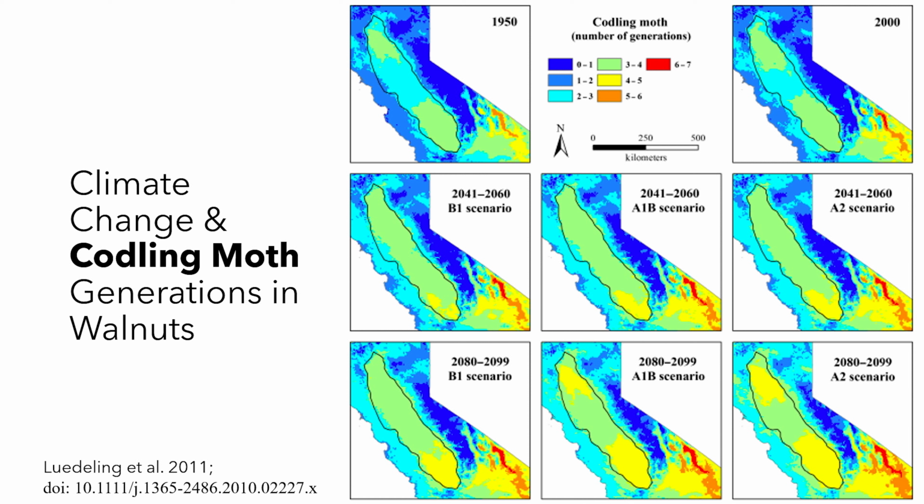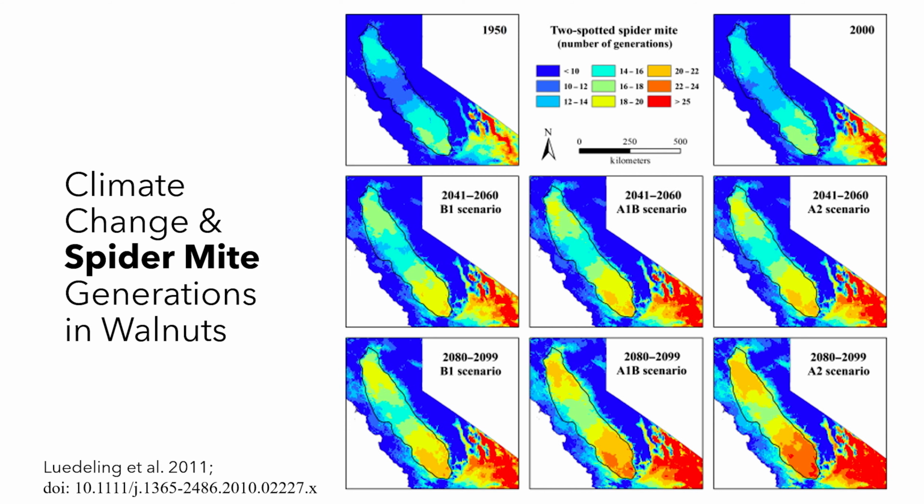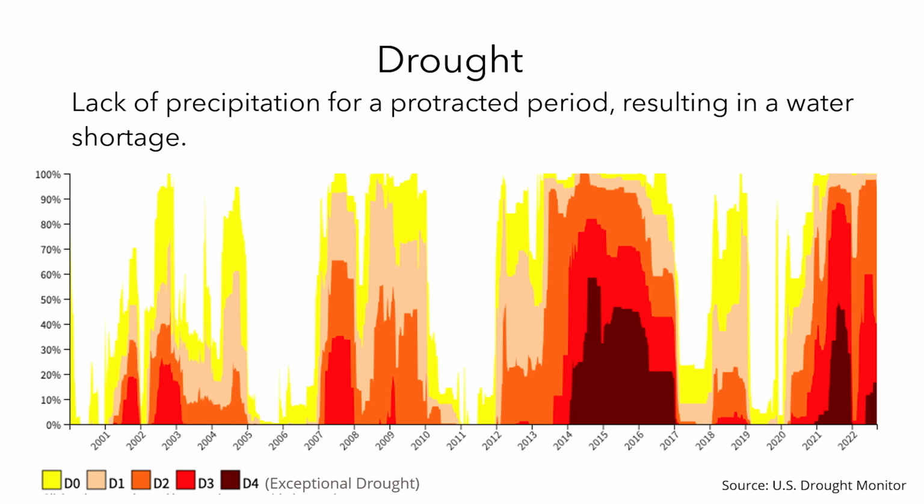This is the 1950s. If you look at the color, as I said, the blue or greenish colors are fewer generations, right? If you look at the yellow, that's 4 to 5 generations. And when you go down, you can see more yellowing in the Central Valley, right? So that's a pictorial view of the increased generations in the future. This is for the spider mites, more or less a similar thing there too.